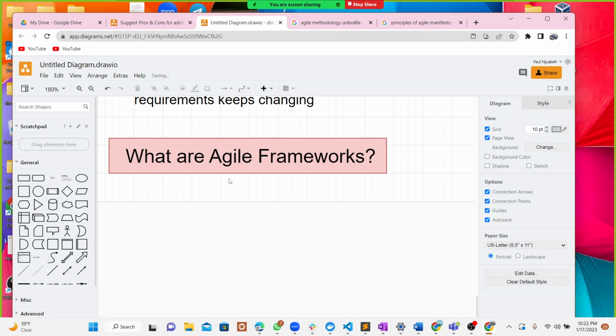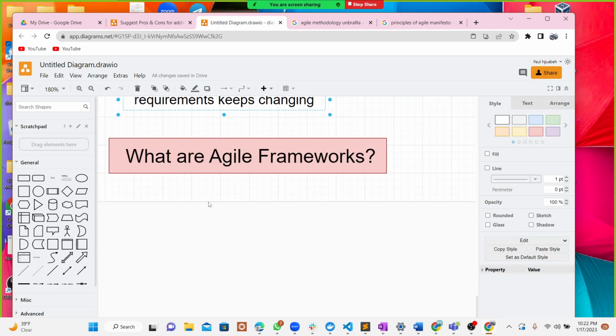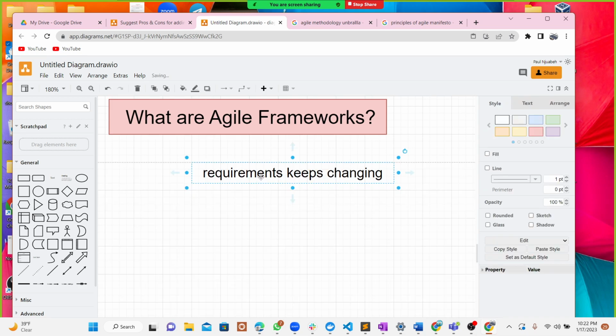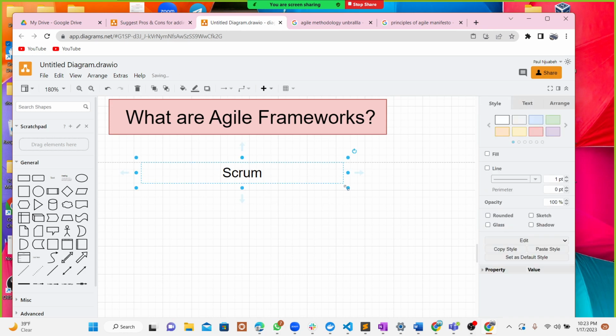So the Agile frameworks are just a list of those methods, right? The list of methods that are under the Agile umbrella that we saw. And one of them was Scrum.